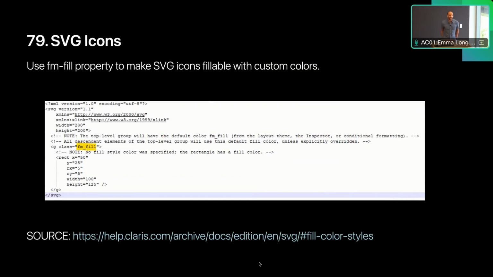Okay, SVG icons, we've had these for a while, but if you get your own SVG icon, you may find that when you try to change its settings in FileMaker, the colors don't work. Well, this is why, and this is how you can fix that. Open up the SVG, find the element that you're trying to fill, and add the class FMFill to it. Now FileMaker will be able to modify the color on that for you.